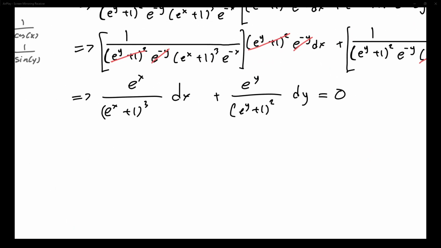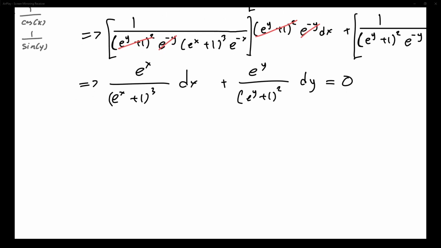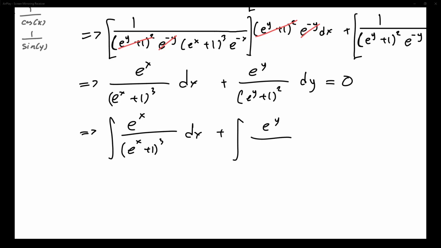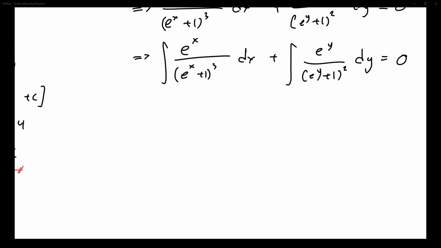So what now? Now we have terms in x with a dx and a y with the dy. It's time to take an integral. We just put the integral sign on both sides of the whole equation. Because it's a linear operator, we can just do that. Integral of e to the x over (e to the x plus 1) cubed dx plus integral e to the y over (e to the y plus 1) squared dy equals integral of 0, which is just 0.